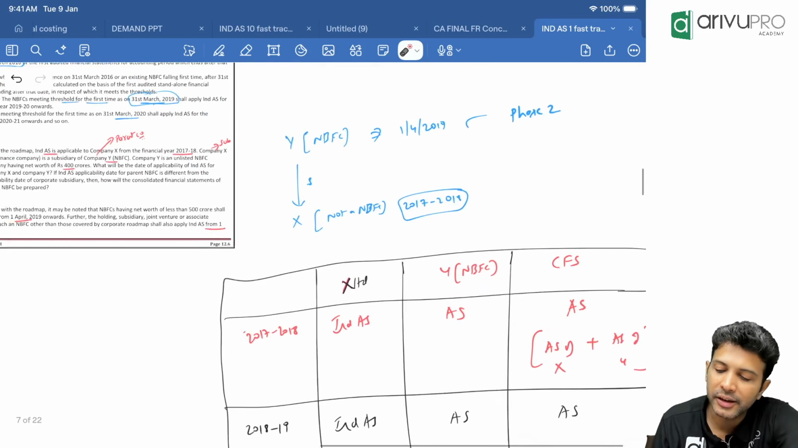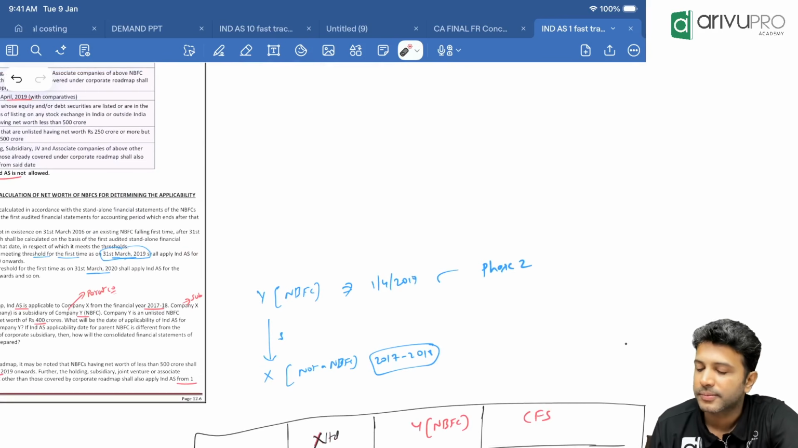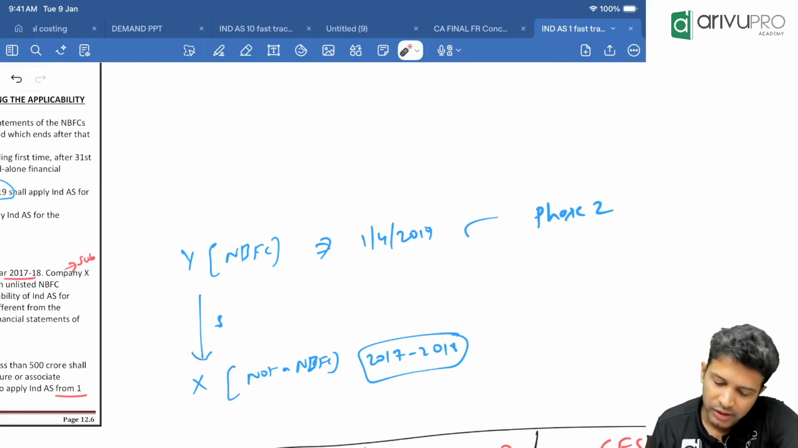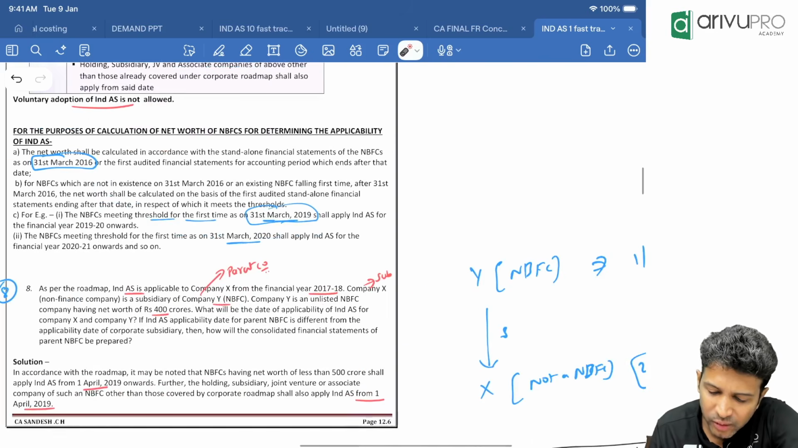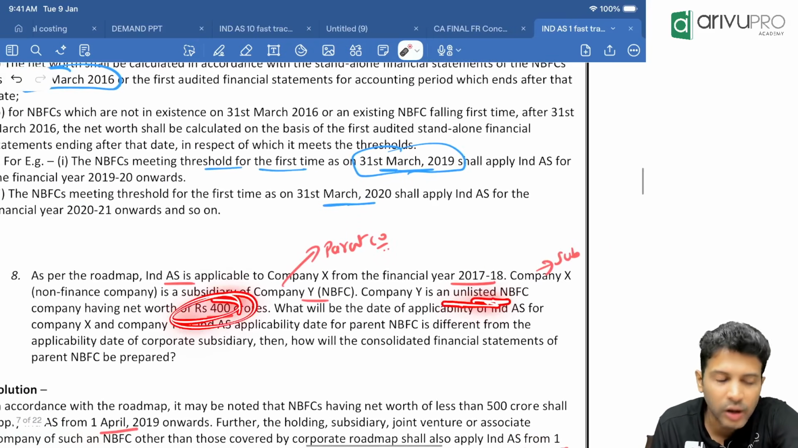So, date of applicability, tell me, sir. What is it? For X, they already told us: Ind AS is applicable from 2017-18. That they only told. Correct. What about Y? Y is an unlisted NBFC and their net worth is what?